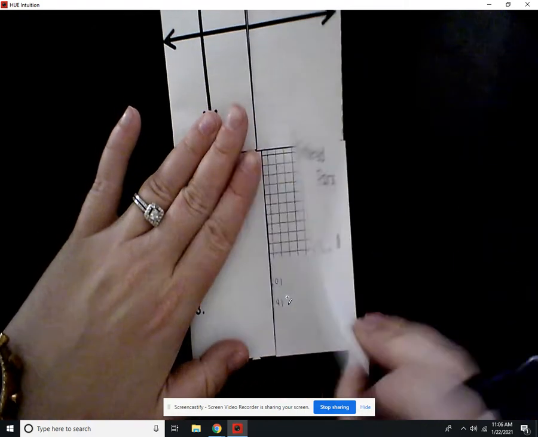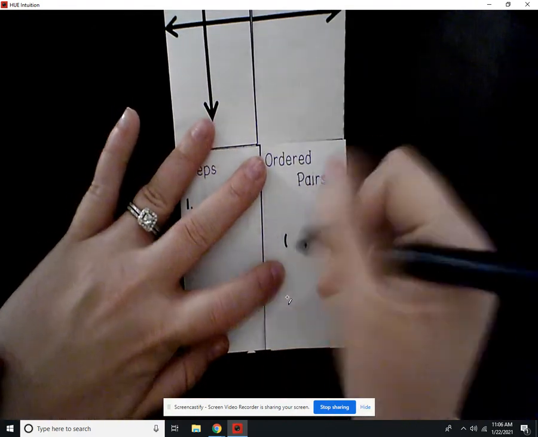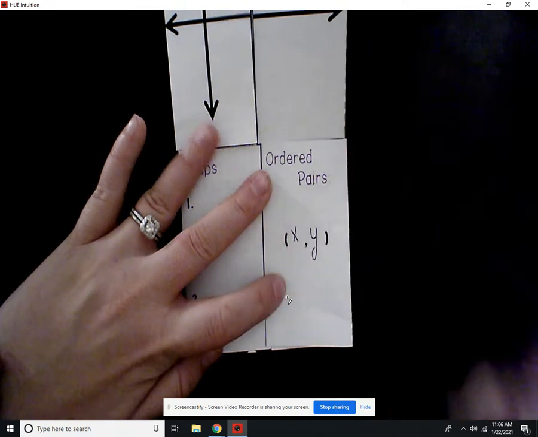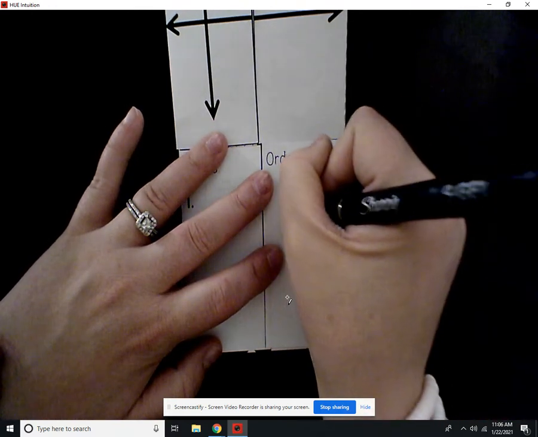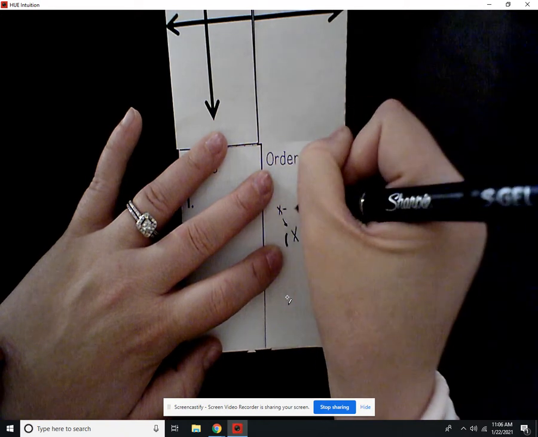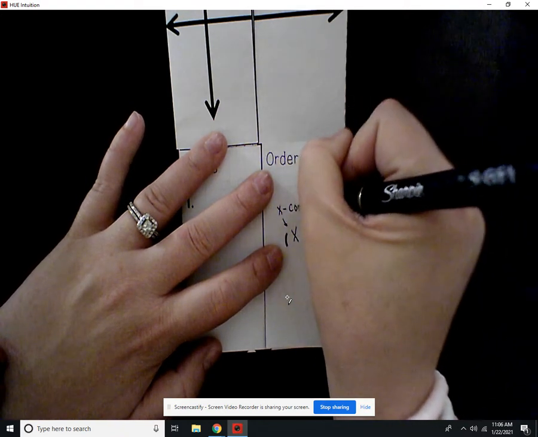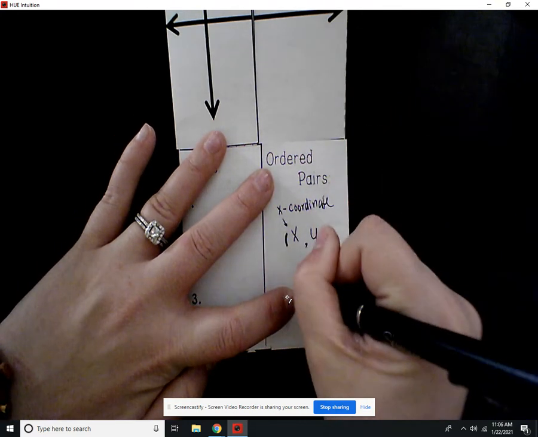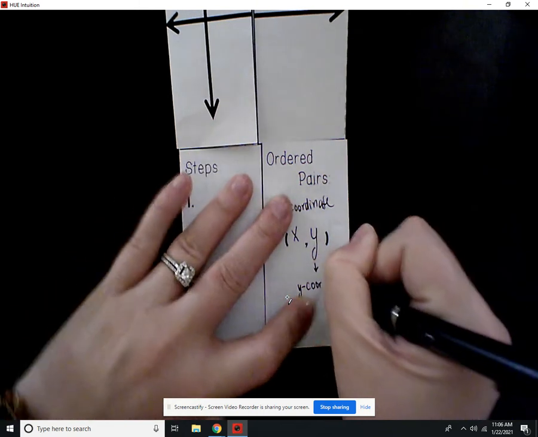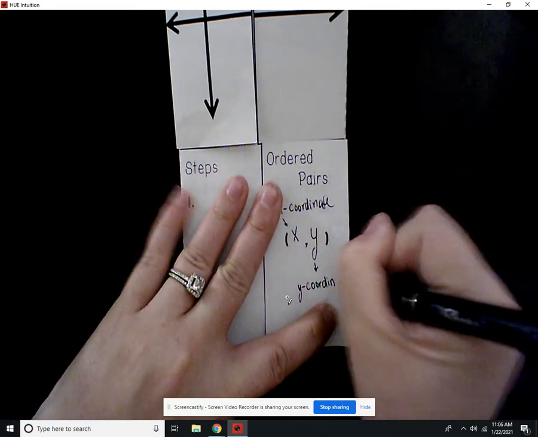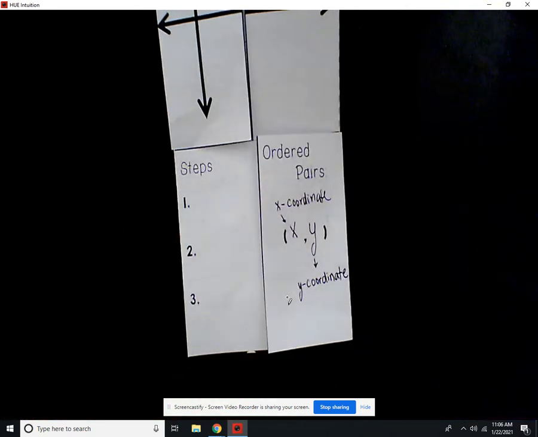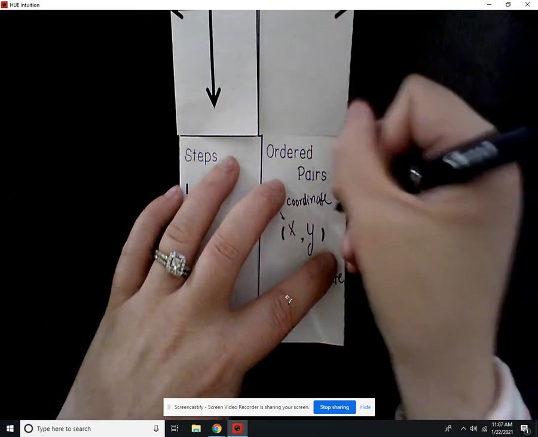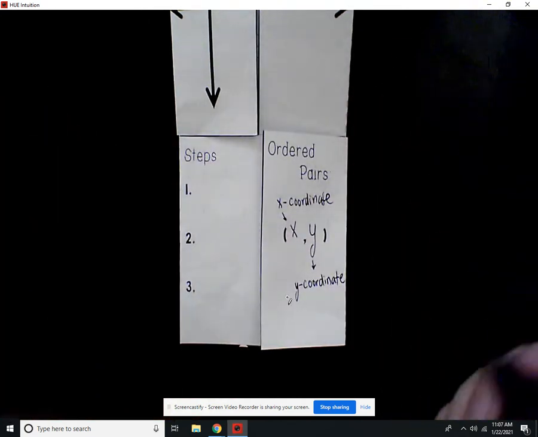All right, so for a coordinate plane, you're going to have 2 numbers, what are called ordered pairs. The first number is your x, the second number is your y. The x is what we call the x coordinate, and y is the y coordinate. These are going to be numbers. They can be decimals, positive or negative numbers, or fractions, but we're just focusing on regular numbers.